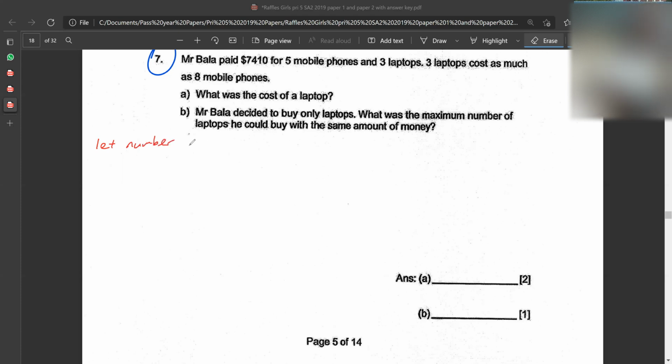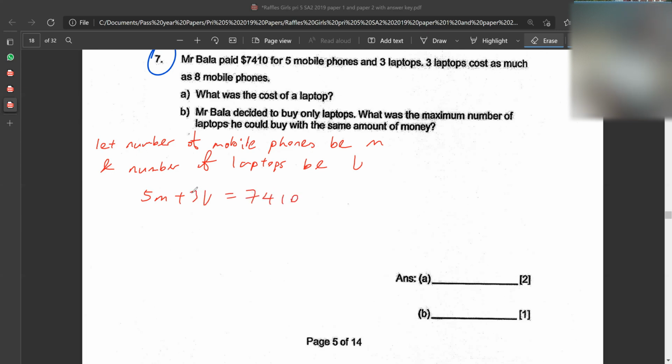Are you comfortable with algebra? Okay, can. Let number of mobile phones be M and number of laptops be L. So 5M plus 3L equal to 7410. Agree? Three laptops cost as much as 8 mobile phones. Agree? Can I change this 3 laptops to 8 mobile phones? Can, right? Because quantity is the same.